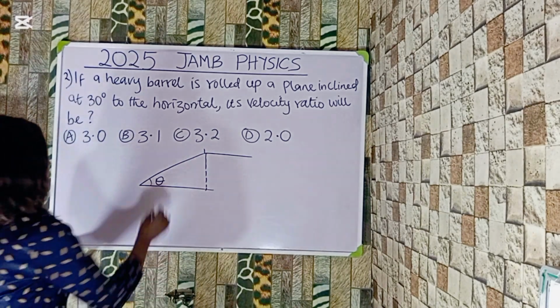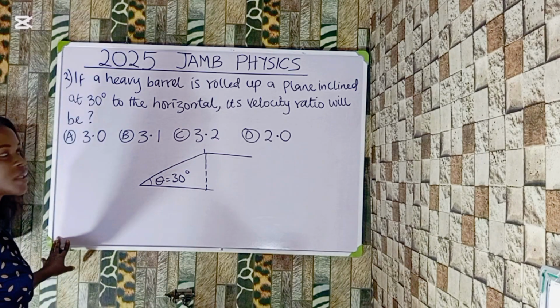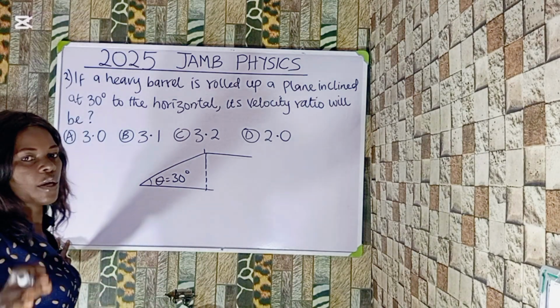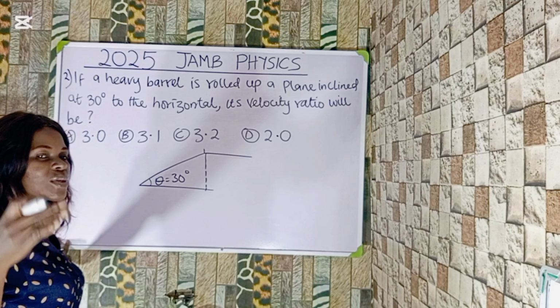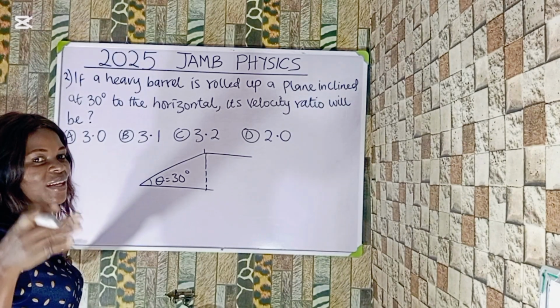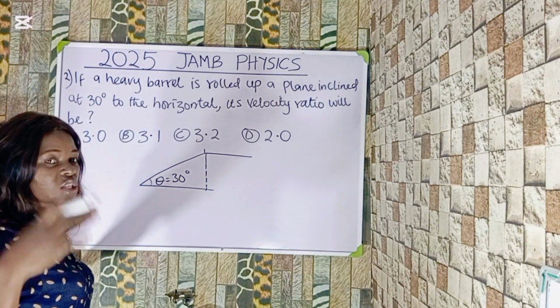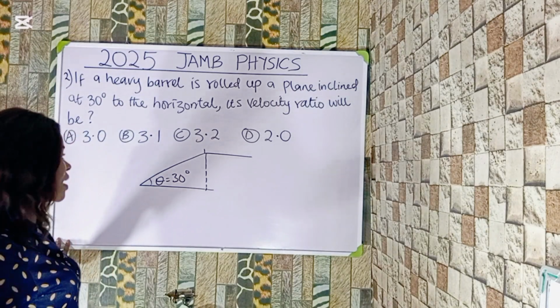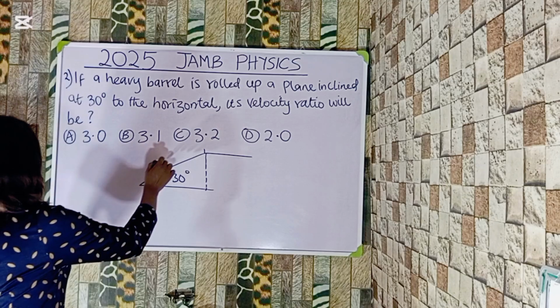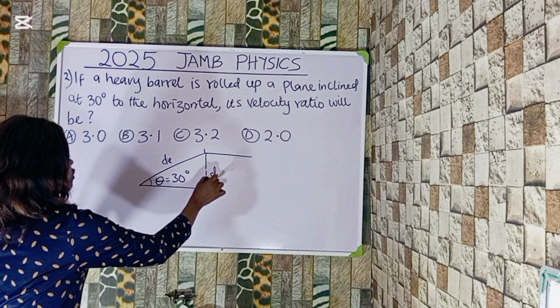Now here we are giving an angle theta to be 30 degrees, because a barrel is very heavy. So for us to be able to carry it to the floor of a lorry, we are going to use a plane, and that plane is what we say to be an inclined plane, right? Okay, so this is the distance moved by the effort, while this is the distance moved by the load.